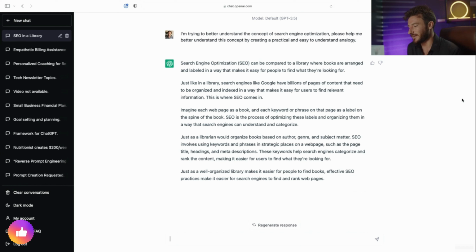Here is its response. Search engine optimization can be compared to a library where books are arranged and labeled in a way that makes it easy for people to find what they're looking for. Just like a library, search engines like Google have billions of pages of content that need to be organized and indexed in a way that makes it easy for users to find relevant information. This is honestly a great analogy, so you can use this for any kind of complicated things in your life that you just want some more context on and just to see it from a different perspective.